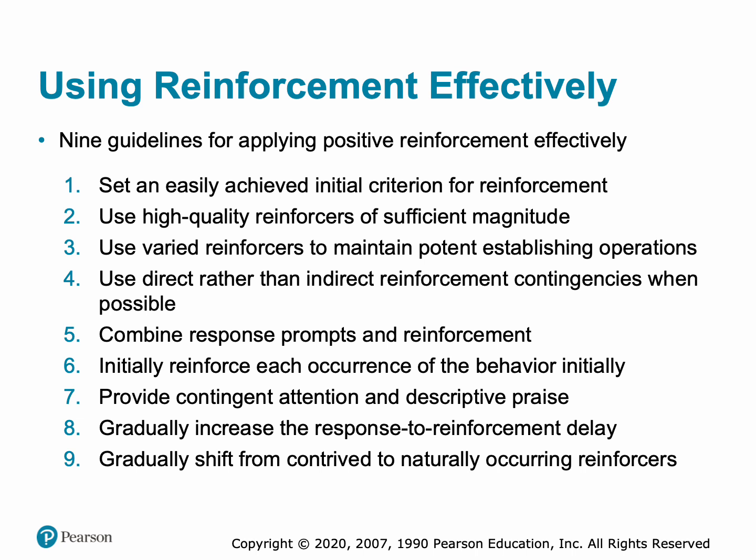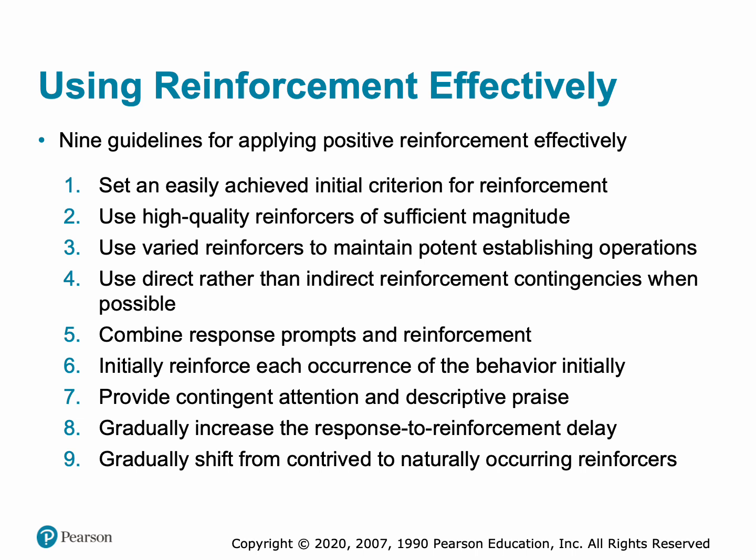And then once that response has been strengthened, then you can push for a more complex response if you wanted to, or you can not deliver reinforcement for every single instance of that response. Once that response is already in that person's repertoire, and you know that it'll maintain with a thinner schedule of reinforcement. Number 7 states provide contingent attention and descriptive praise. Basically, this is to just make sure that you are providing attention and praise for desirable behaviors.